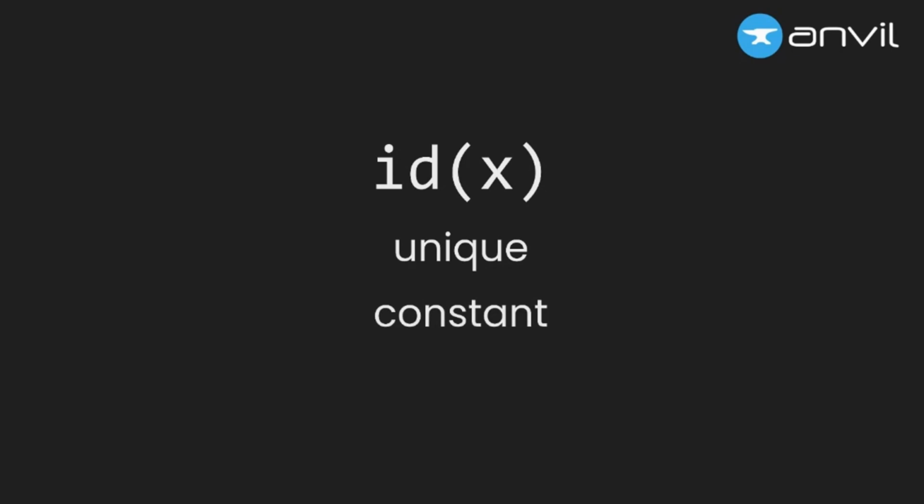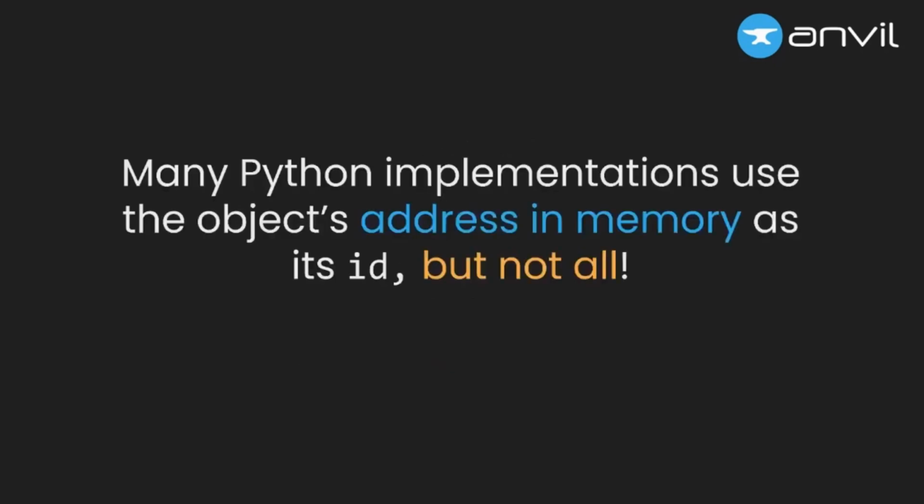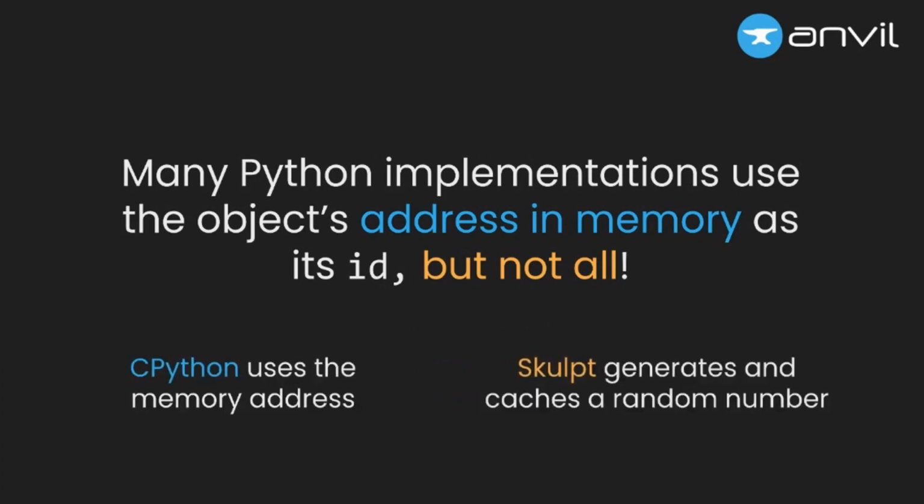It is constant. The ID of a given object will not change over the lifetime of that object. And most Python implementations use the object's address in memory as its ID. That's what CPython does, but not all of them. For example, Skulpt, which is a Python to JavaScript compiler, actually just generates and then caches a random number for every given object when the ID is queried for it.